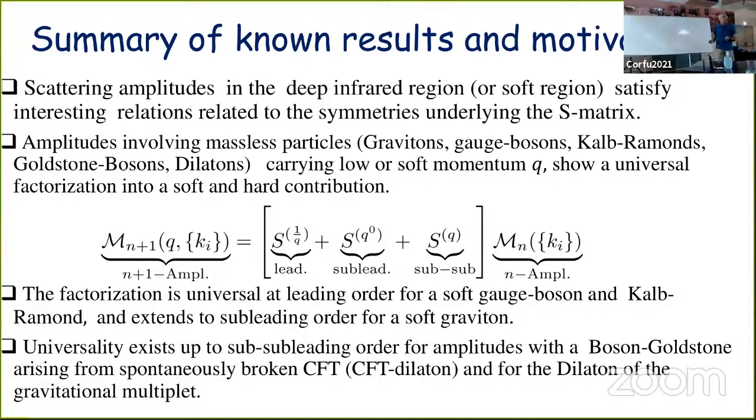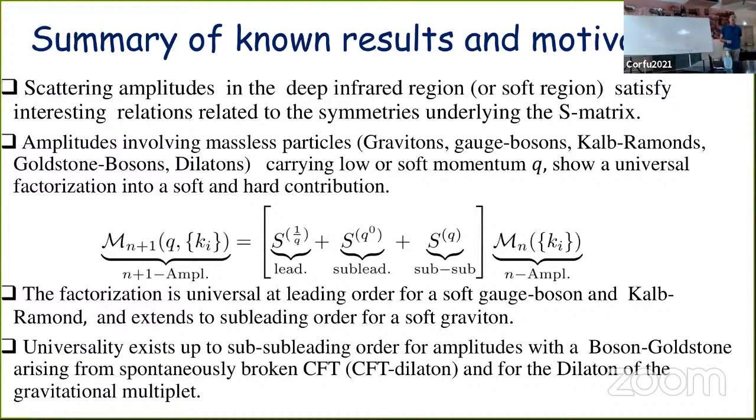Okay, and these soft properties are satisfied by many particles: by the graviton, the gauge boson, the Kalb-Ramond field. For example, the first person that noticed such a factorization property for the photon was Low in the 50s. He discovered the leading term, which is universal. Then I think 10 years later, Weinberg extended the soft theorem to the graviton, computing the leading part.